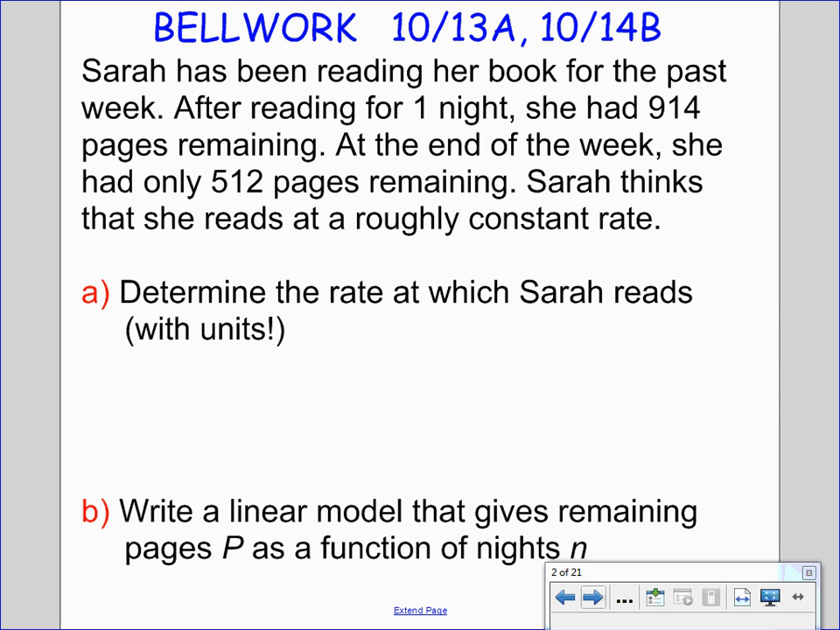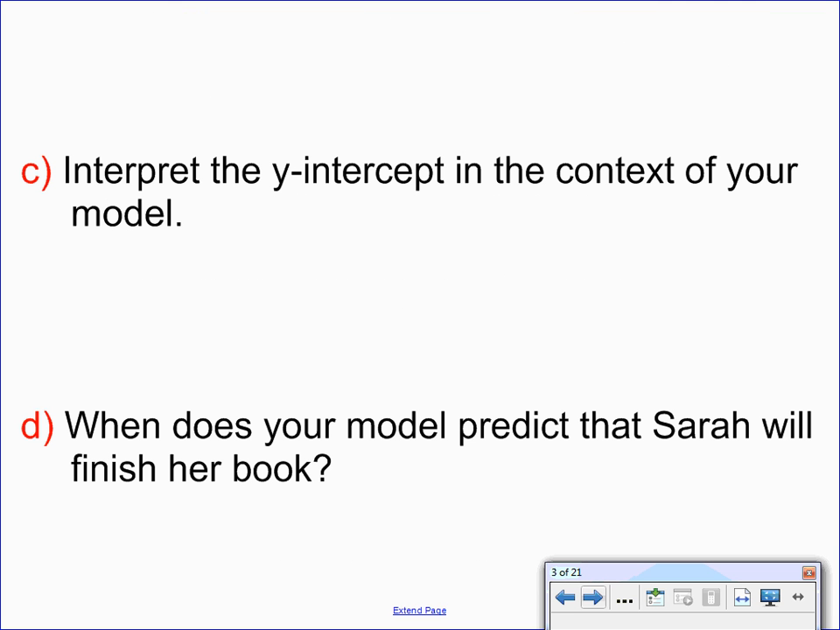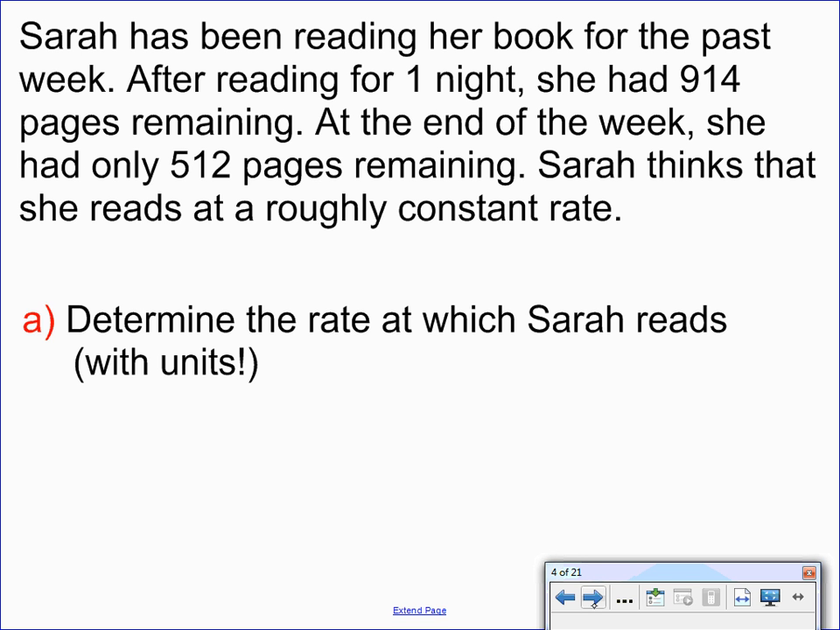Let's go ahead and write a linear model that gives the remaining pages p as a function of the night n. Let's interpret the y-intercept in our model, and when does our model predict that Sarah will finish her book? And so we can answer each of these things.